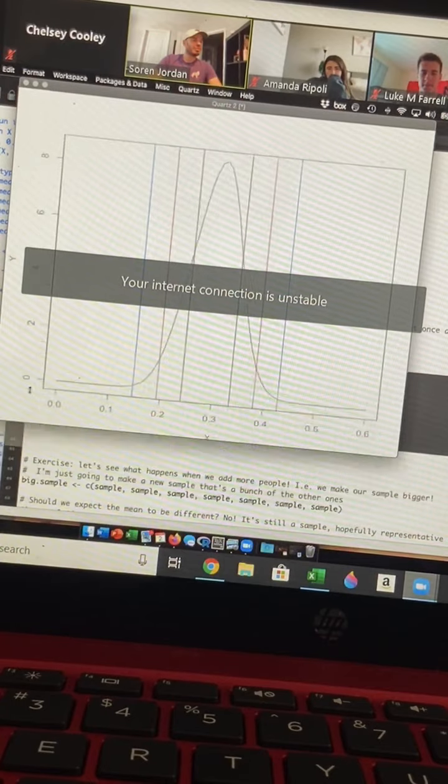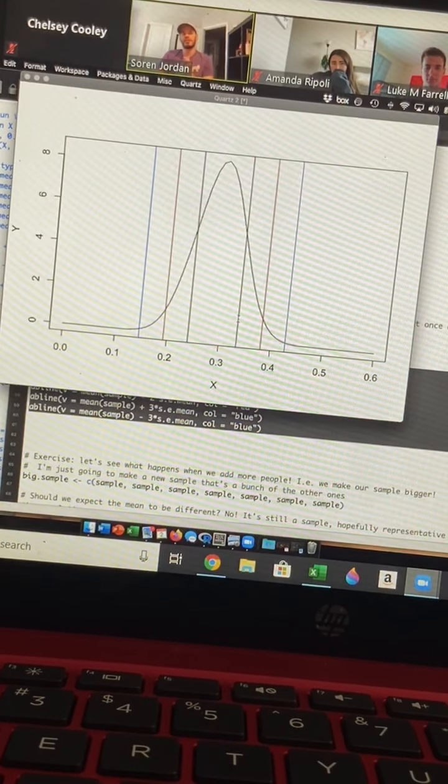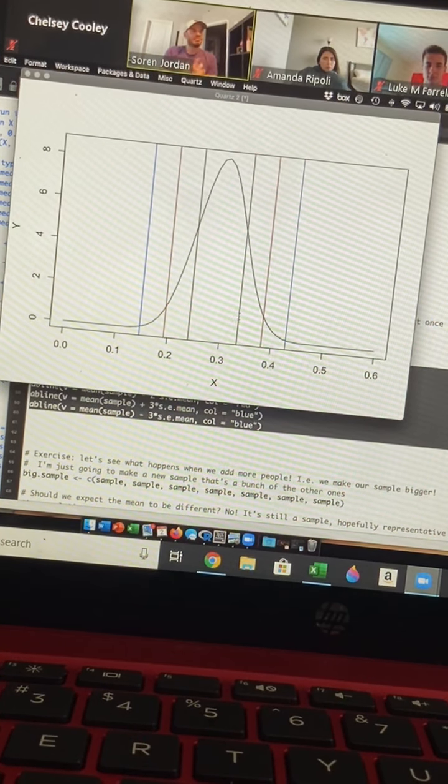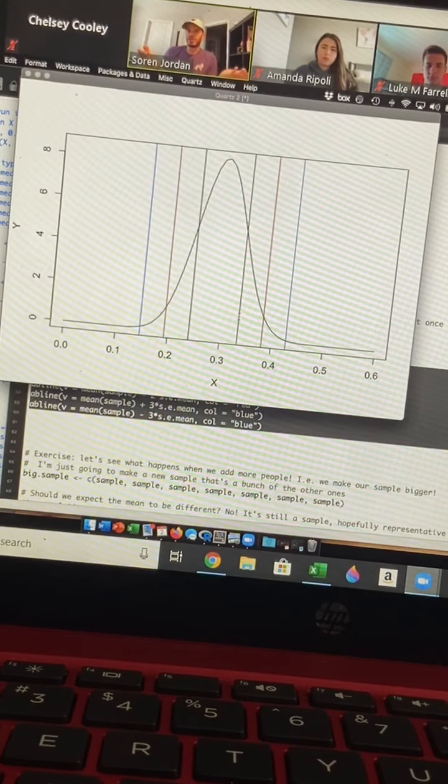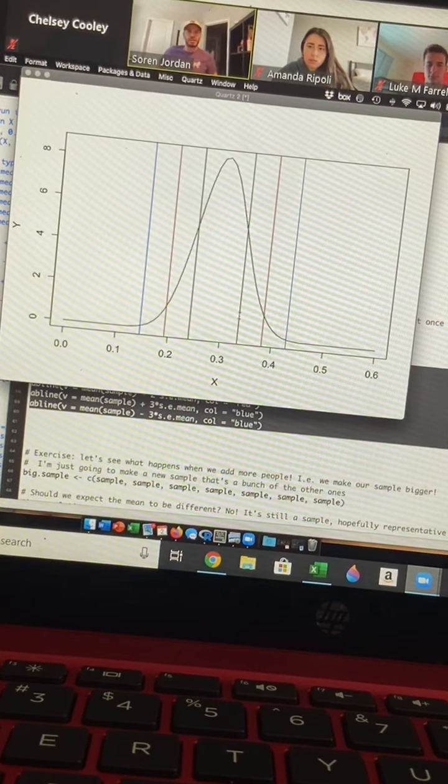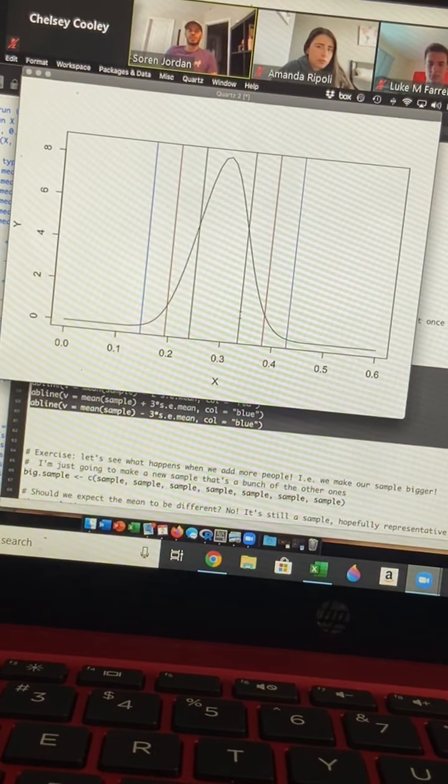The midterm would give you a picture that looks like this, and say, what are you 68% sure about? What are you 95% sure about? What are you 99% sure about?